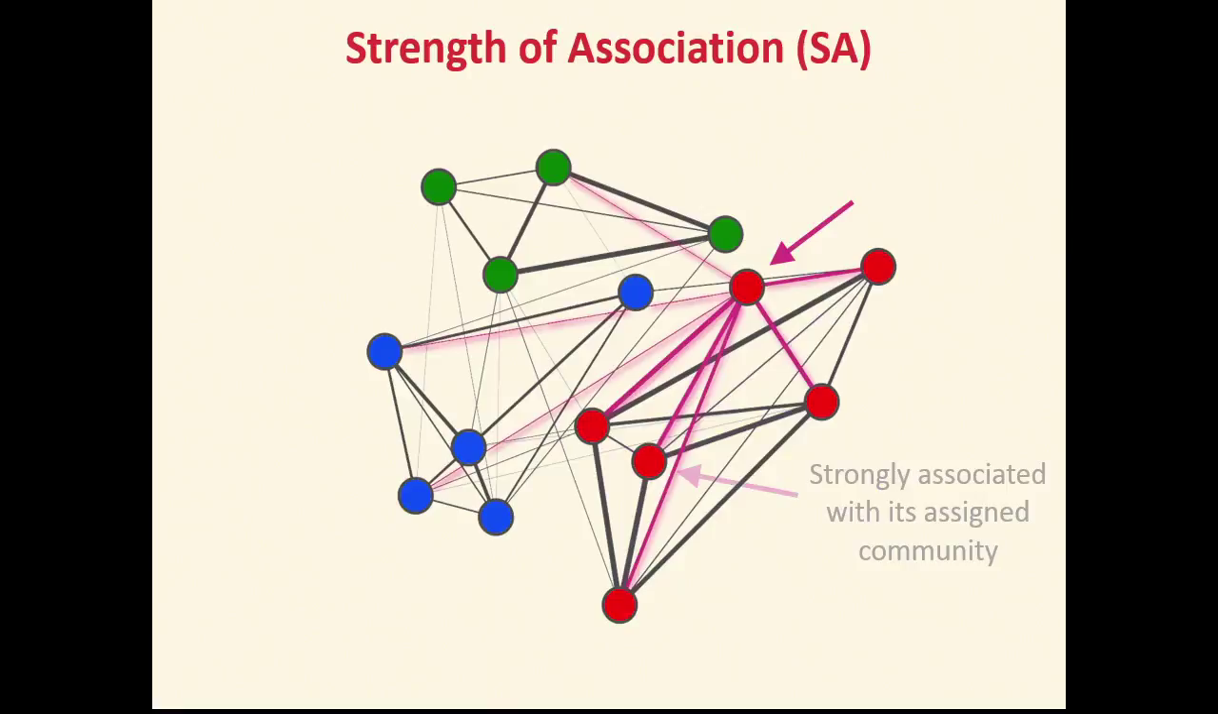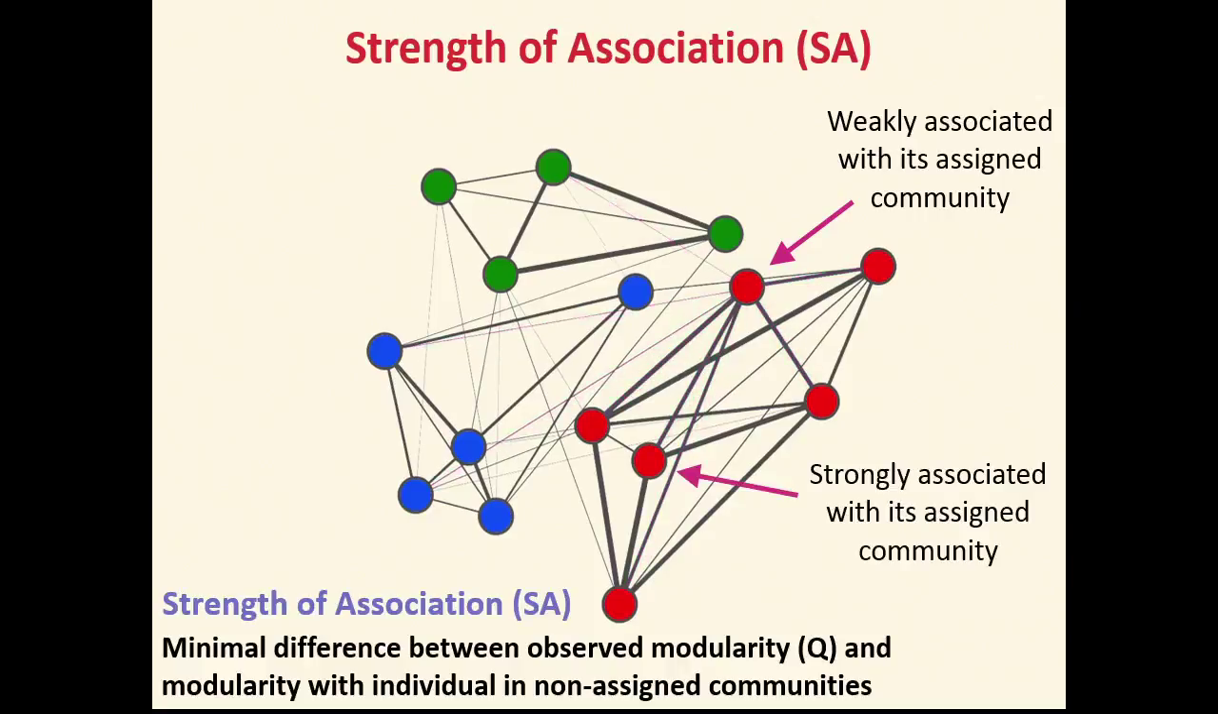On the other hand, this individual is also assigned to the red community. But if we look at the edges connecting this individual, we see that it's also connected to individuals in other communities. So this would mean that this individual is more weakly associated with the red community. So in order to quantify this notion, we developed a network measure, which we call the strength of association. The strength of association is based on looking at the modularity of the network versus alternative modularities where the individual is assigned to other communities. So what can we do with this measure of strength of association?